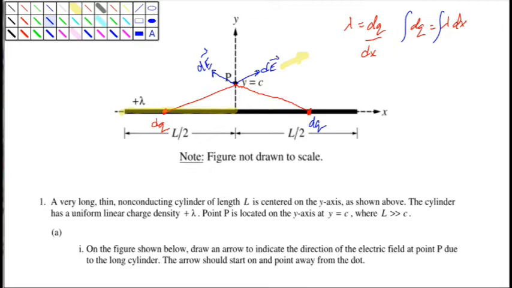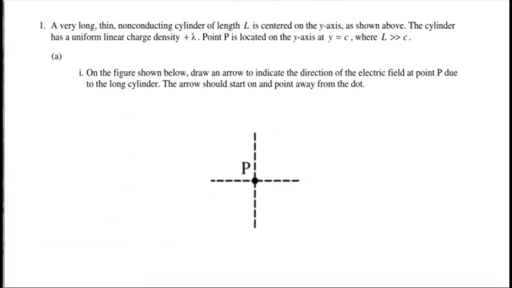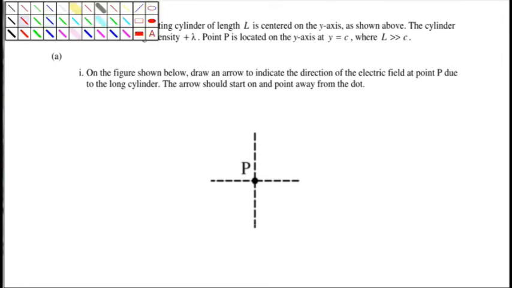So everything pointing to the right and to the left cancels out, and what we're left with is something that just points up. We can fill that in on the chart they give us below, and it says that the arrow should start on and point away from the dot. So what we have here is something like that.